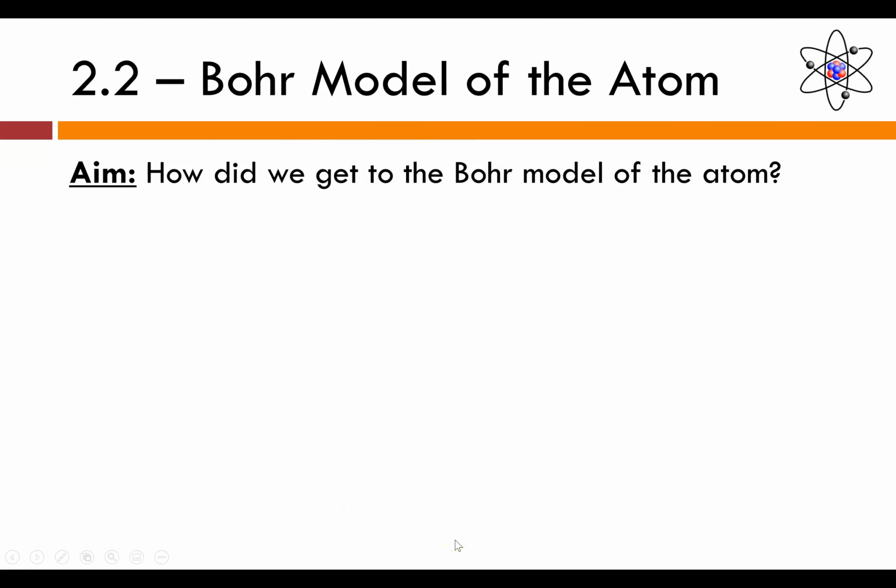Today's lesson, we're going to talk about really how the Bohr model of the atom came to be. If you think back to lesson 2.1, we spent some time talking about how J.J. Thomson's model of the atom, the plum pudding model, replaced the billiard ball model, then how Ernest Rutherford's model of the atom, the nuclear model, how and why it replaced the plum pudding model of the atom, but we never really talked about how the Bohr model came to supplant the nuclear model of the atom. So we will talk about that today.